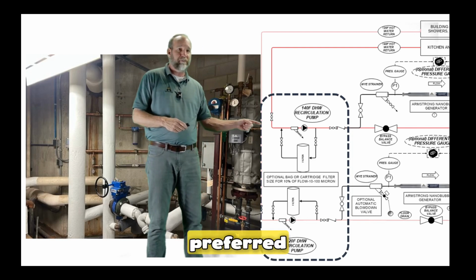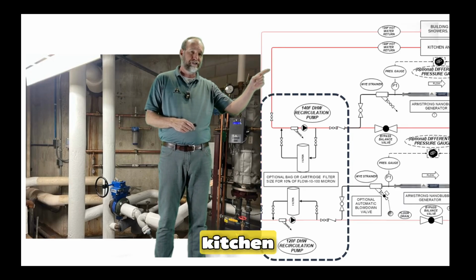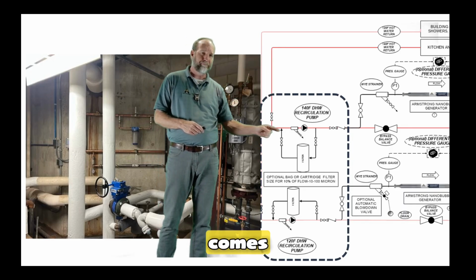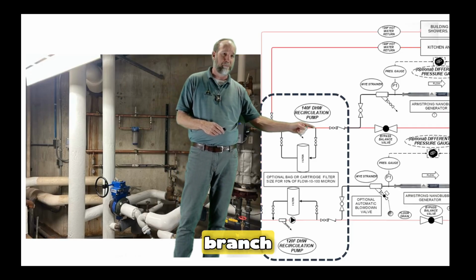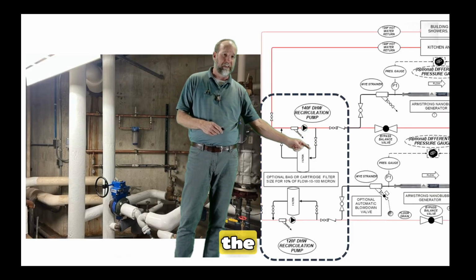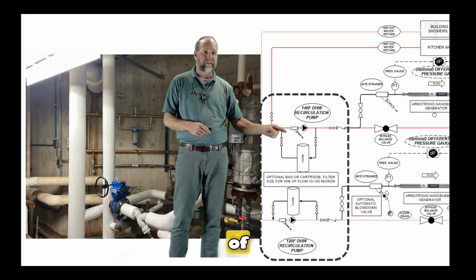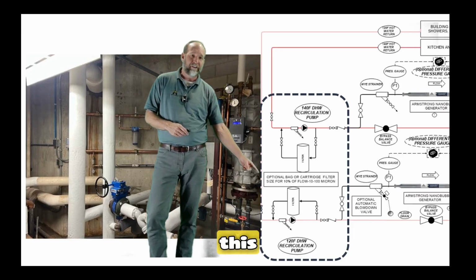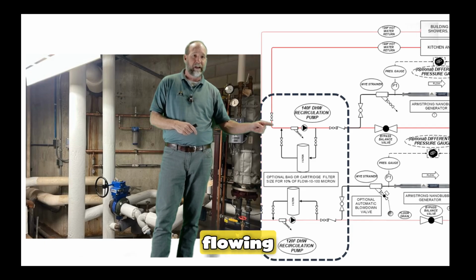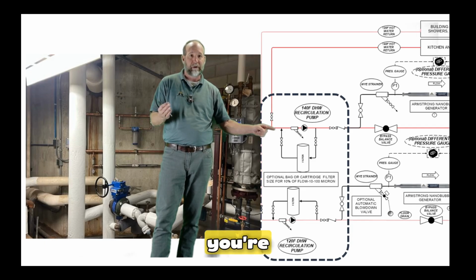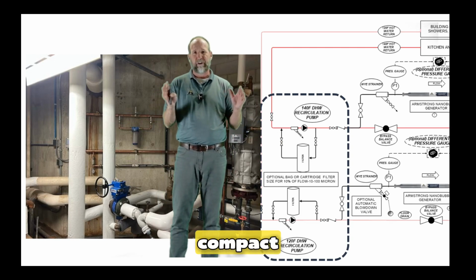So this is our preferred setup, okay? Remember, this is our line coming back from our kitchen, our 140 line, okay? Comes over here. Here's our pump right here. What you're going to do is take a branch line off of your pump, go to the inlet side of your filter, come out of your filter, and go right back into the suction side of the pump. The way you're going to size this is for 10% of the flow rate. So whatever this line is flowing at, say it was 10 GPM, you're going to size that for 1 GPM, okay? That makes it very small, very compact, very easy.